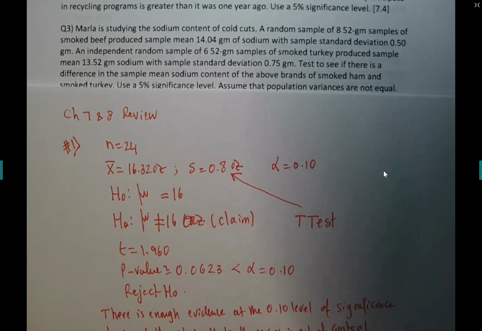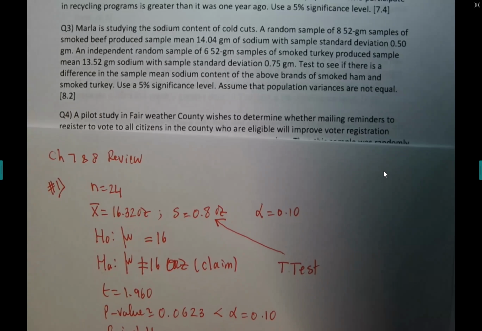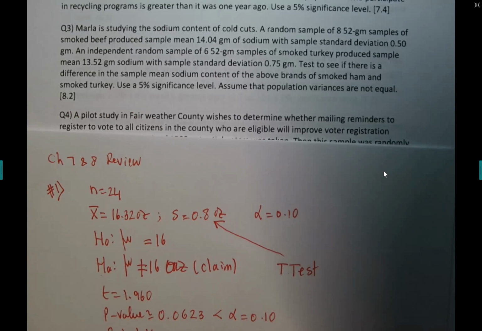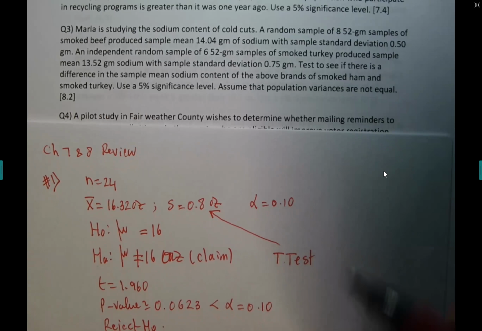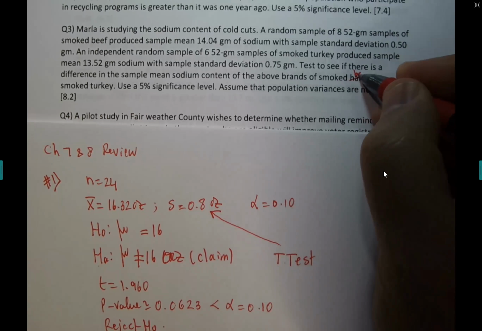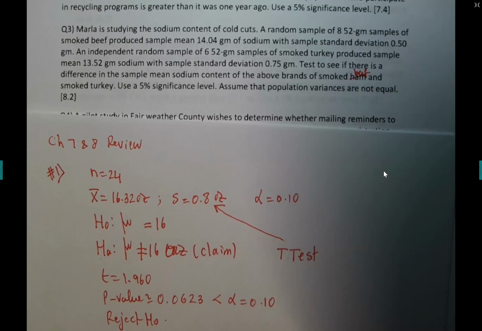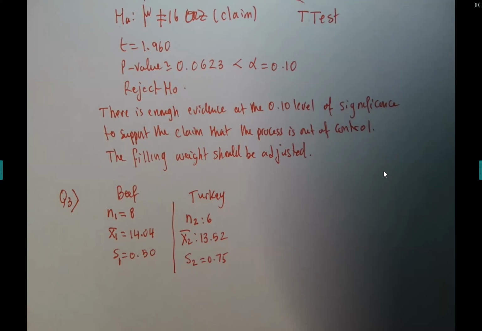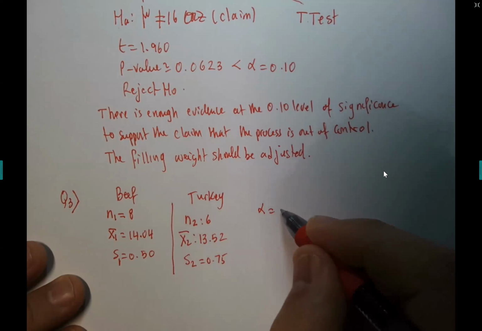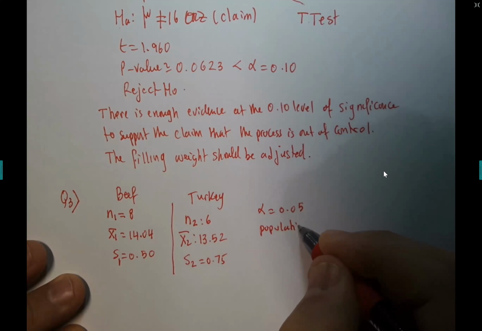Test to see if there is a difference in the sample mean sodium content of the above brands of smoked beef and smoked turkey. I said ham here, it should be beef. Use a 5% level of significance. Assume that the population variances are not equal. All right, guys. So alpha is 0.05, and population variances are not equal.